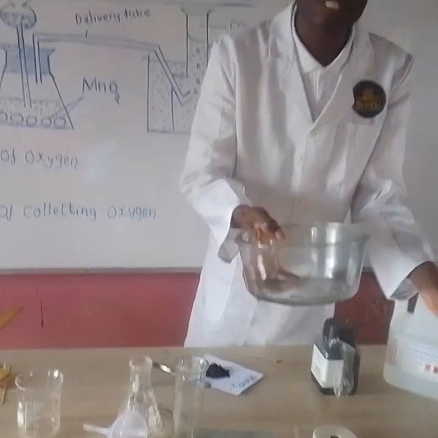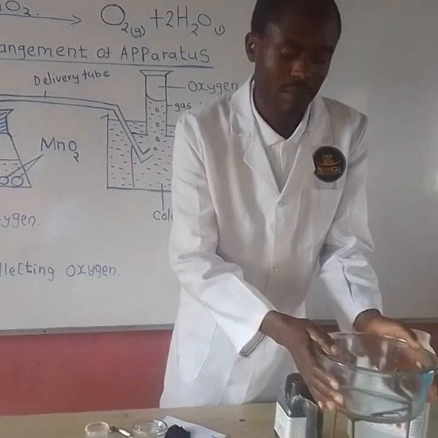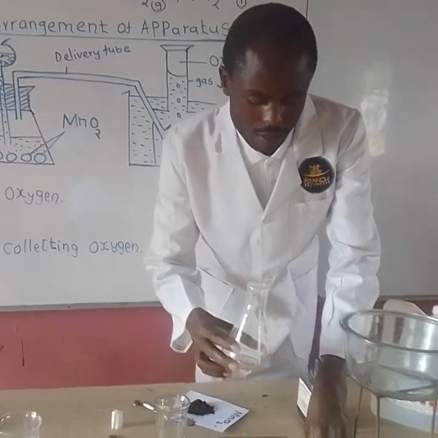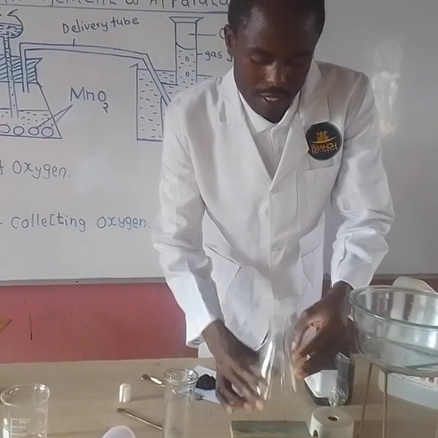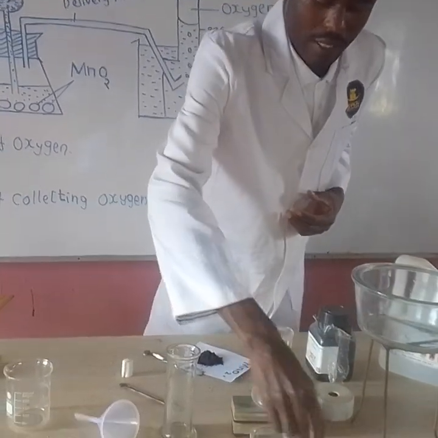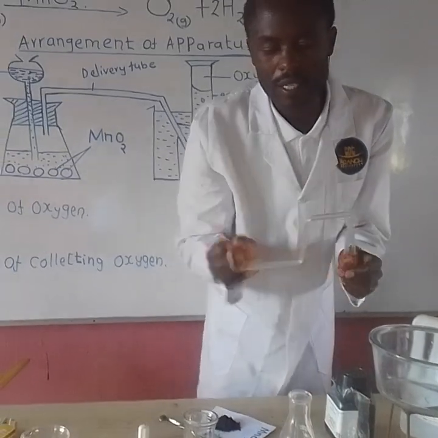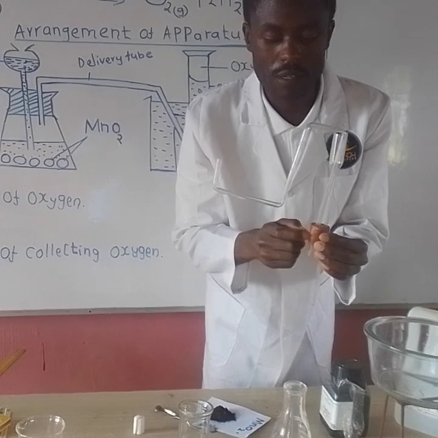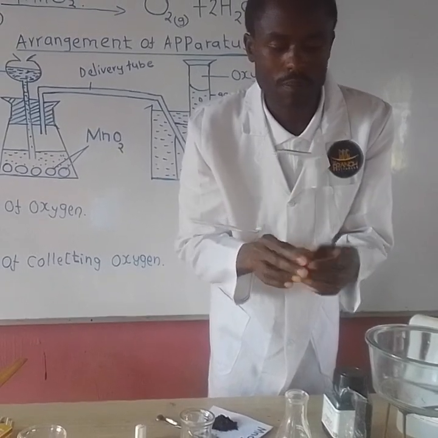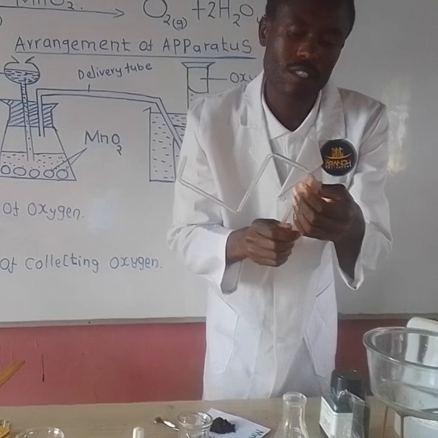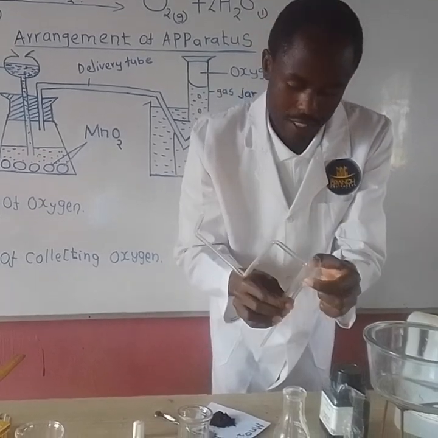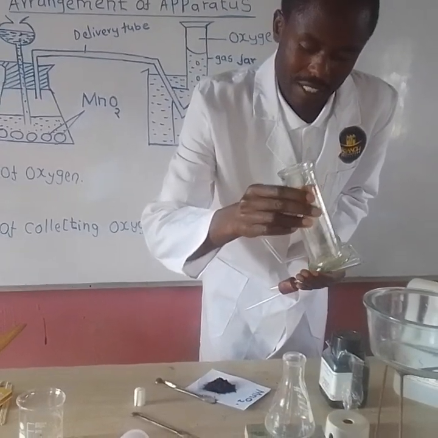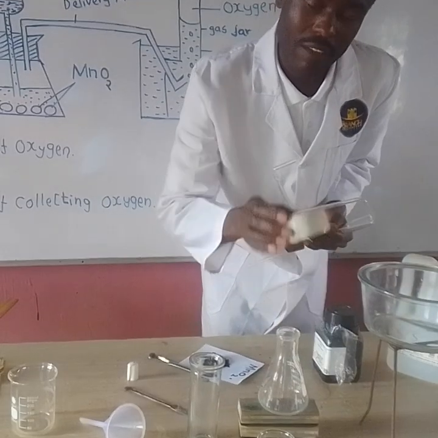So this is the petri dish. This is the petri dish I'm talking about. Then this is the conical flask I'm talking about. Then this is now the delivery tube. This is what we call the cork with the delivery tube. Then this is what we call the thistle funnel. Is it okay? Then this is what we call the gas jar. Then we have been talking of the beehive shelf.